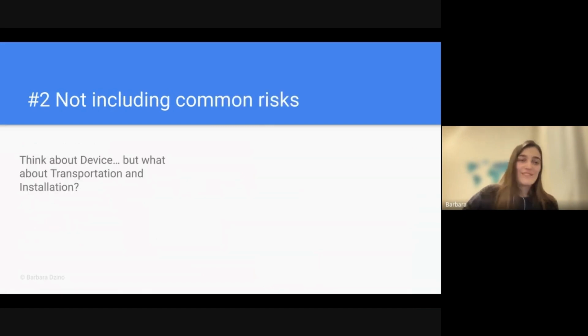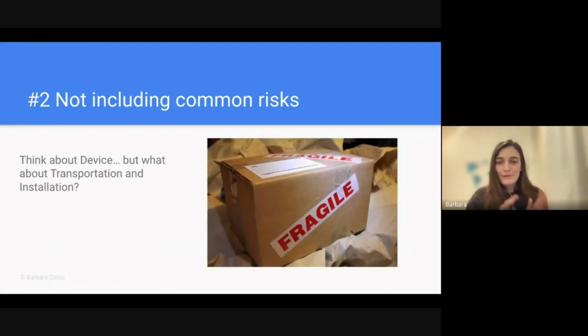Not including common risks, learning number 2. When you develop a device and when you're in the development stage, you think about your device a lot. And it does mention in the norm itself, in the 62366, that transportation and installation are a thing as well. And we did not forget about it, but we were like, yeah, totally, we have this beautiful packaging box, we're going to stick a fragile button on there, and the glass thingy that says fragile, that's the ultimate sign for it.